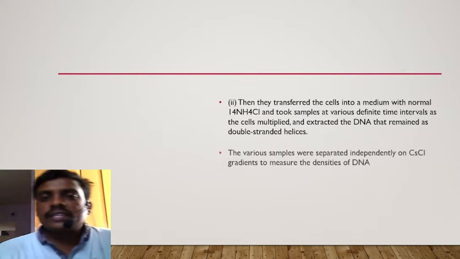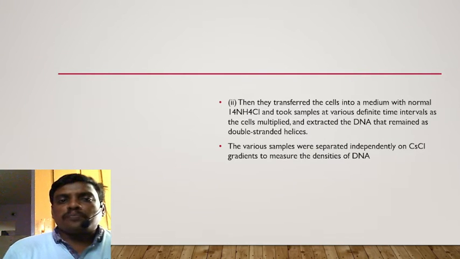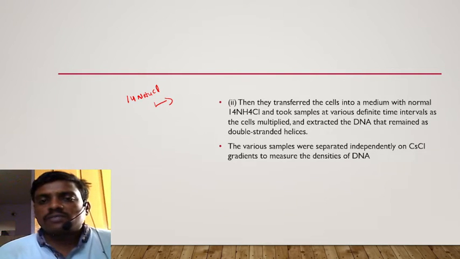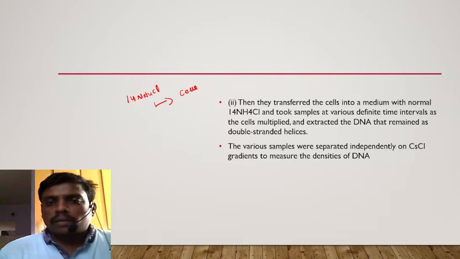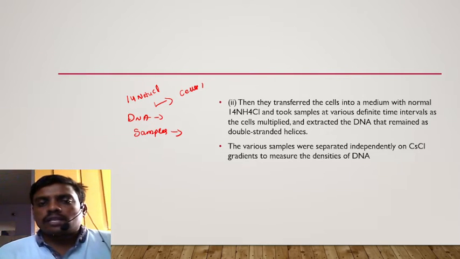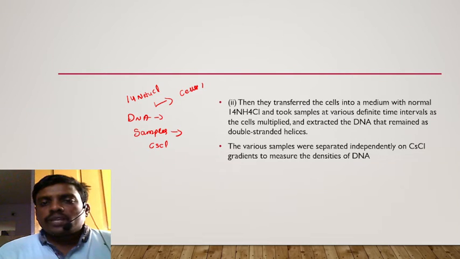Now then they transferred the cells into medium with normal 14N, NH4Cl, ammonium chloride, and took samples at various definite time intervals, okay, when the cells multiplied, and extracted the DNA, which remained as a double stranded helix. The various samples, if you carefully observe, were separated independently on cesium chloride gradient to measure the density of DNA.